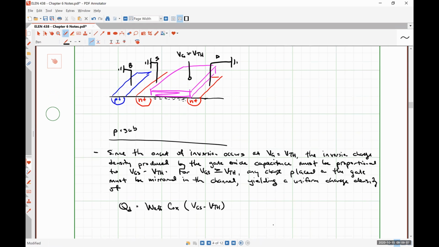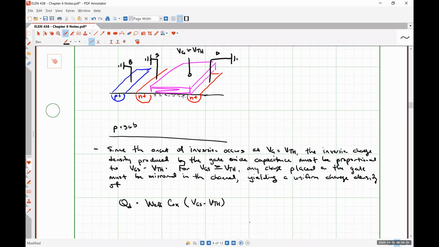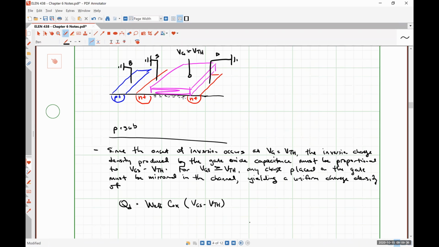So effectively, as long as the source and the drain are at the same potential, if we apply a gate voltage at least equal to the threshold voltage, we'll find that we have a uniform charge density underneath the gate, where the amount of charge stored is simply the width multiplied by the oxide capacitance and then multiplied by that difference in voltage. Okay.